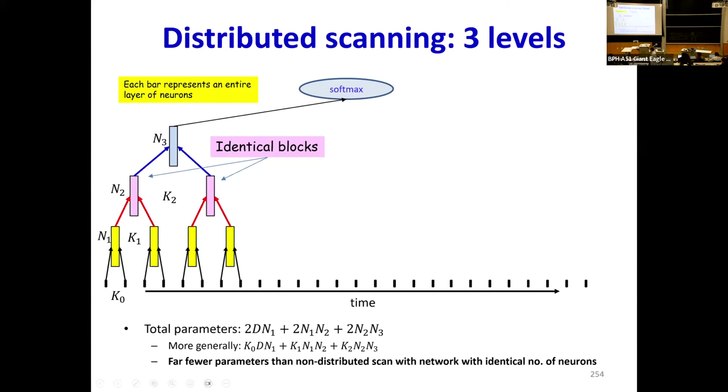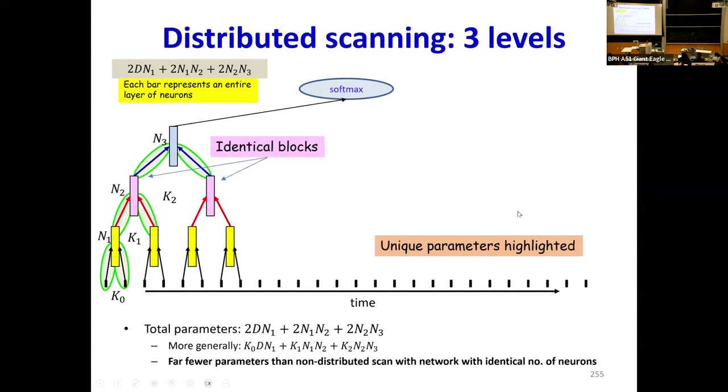K for the first layer is k times n1 times d. My k is 2 over here, so the first layer is 2d n1. What about the second one? Yeah, it's going to be 2 n1 n2. And for the third? 2 n2 n3, right? And so that's 2d n1 plus 2 n1 n2 plus 2 n2 n3, right?